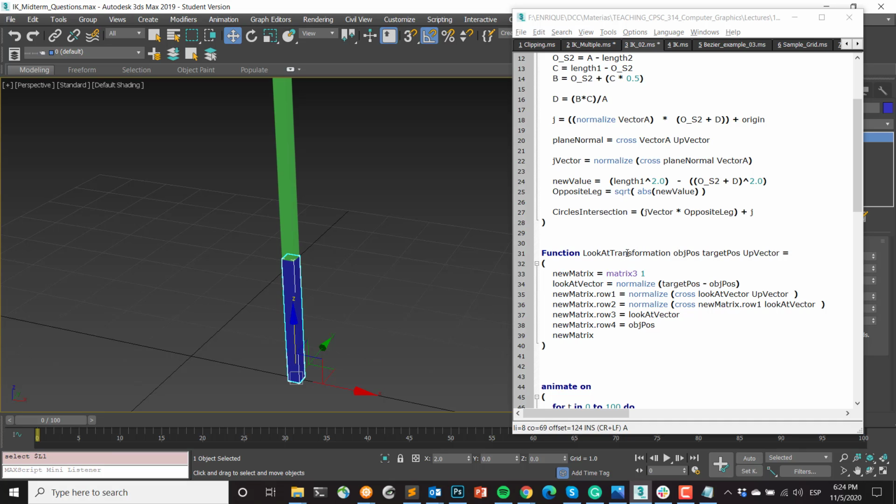So this is the lookat transformation, which takes the position of the object, the position of the target, and the up vector, and uses cross products to compute the new vectors, right? So the first vector is the one from the lookat vector, which is the normalized vector, that is the target position minus the object's position, right? The object's position is obviously the origin, in the case of L1, the origin of this guy, right?